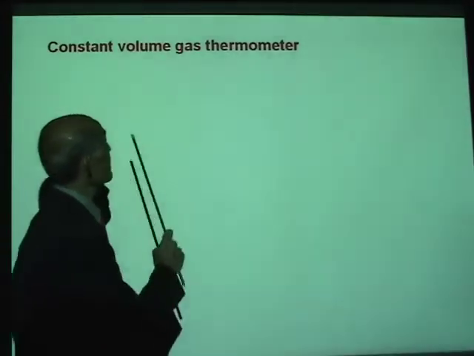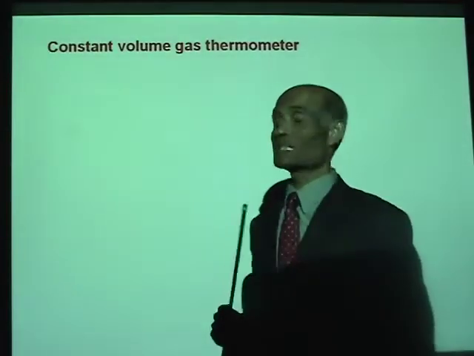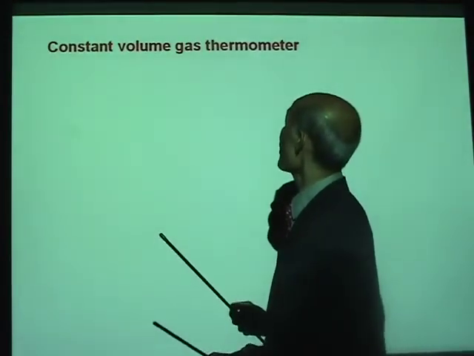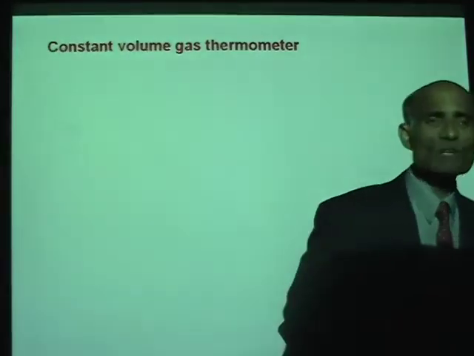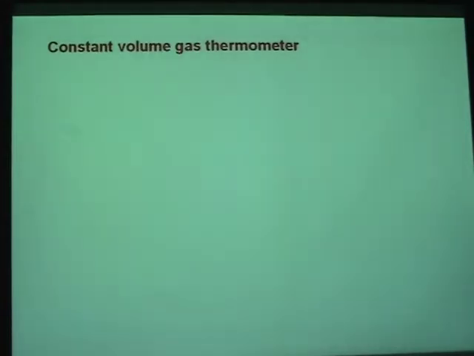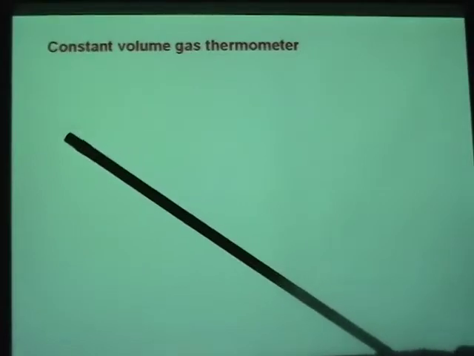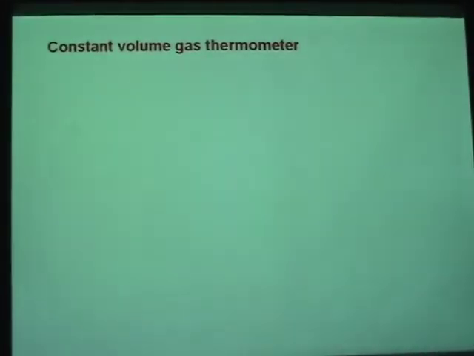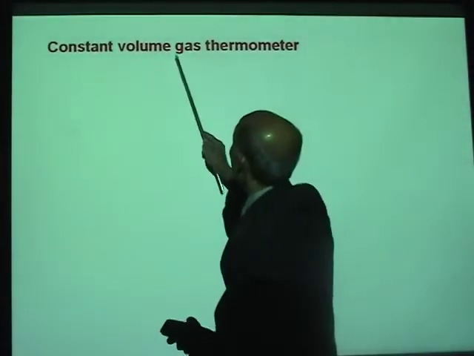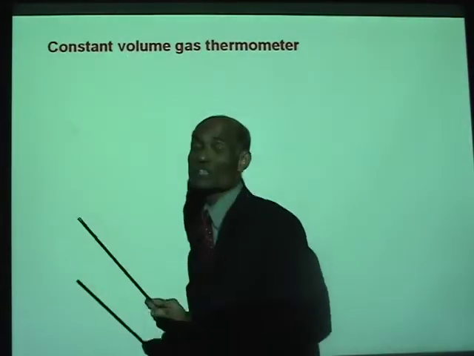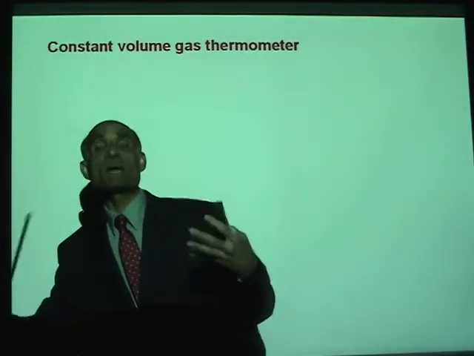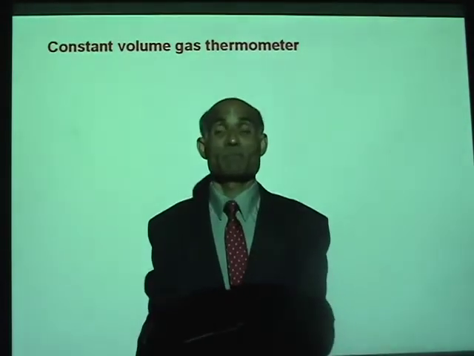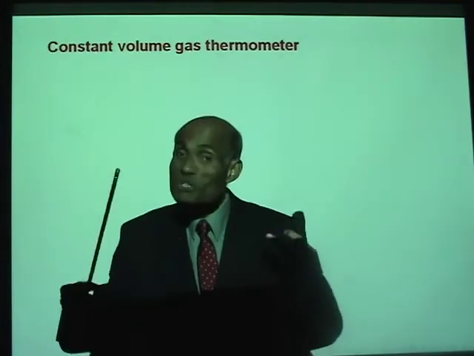Okay, let's now look at another type of thermometer called constant volume gas thermometer. Now, what does that mean? Constant volume gas thermometer. What it suggests is that this thermometer will keep its volume a constant all the time. Now, if the volume is going to be a constant, what is going to now change? What change are we going to measure the temperature? Well, it's going to be the pressure.